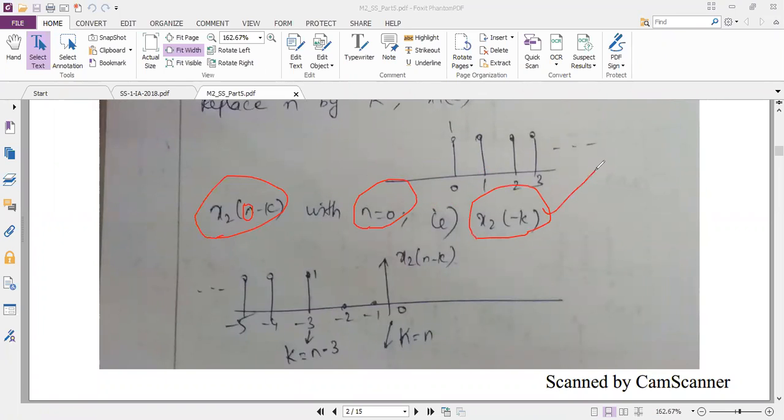This step you have to follow in all the problems. These steps are given by the person who did this problem initially, so we have to follow how he has done it and proceed the same way. In x2 of n minus k, I have to make this n value 0, so I will get x2 of minus k.